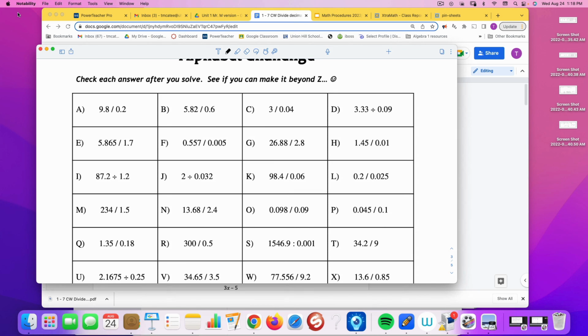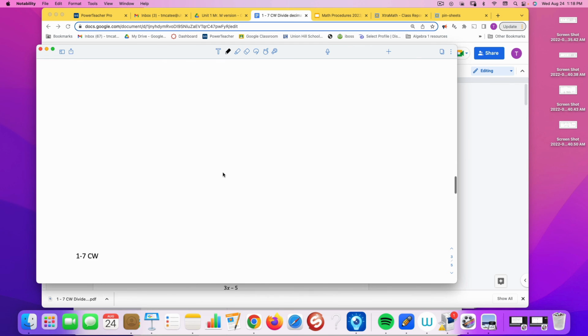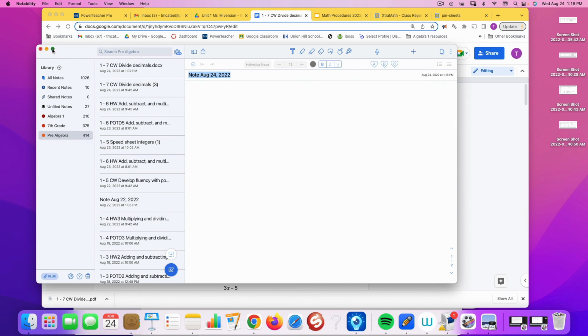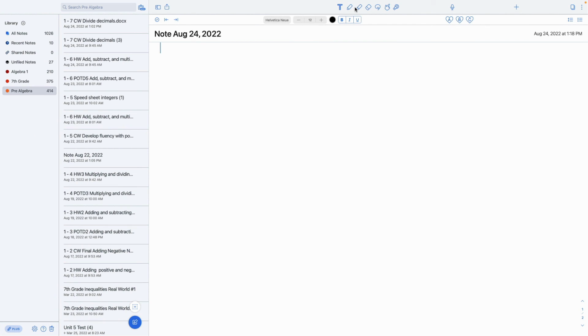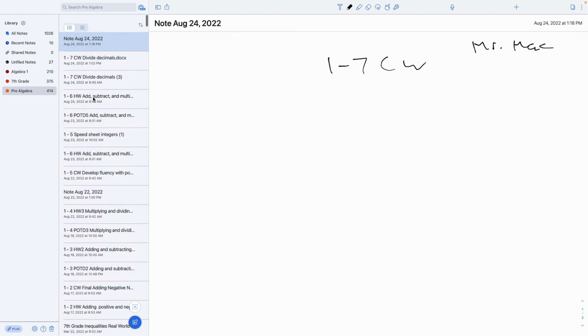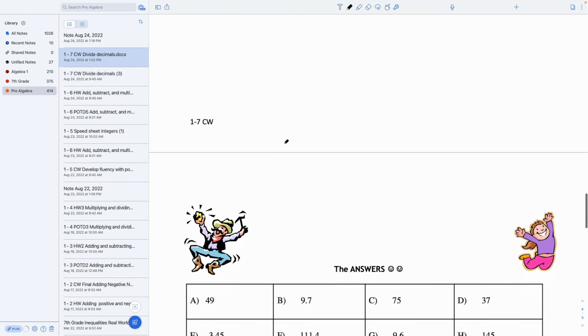If you want to do examples while we're waiting, you can finish that. You're going to set up scratch paper like this. Put today's classwork at the very top. It is 1-7 classwork. There we go. That's what it looks like. Put your name on your scratch work. And then you're going to look at this page.